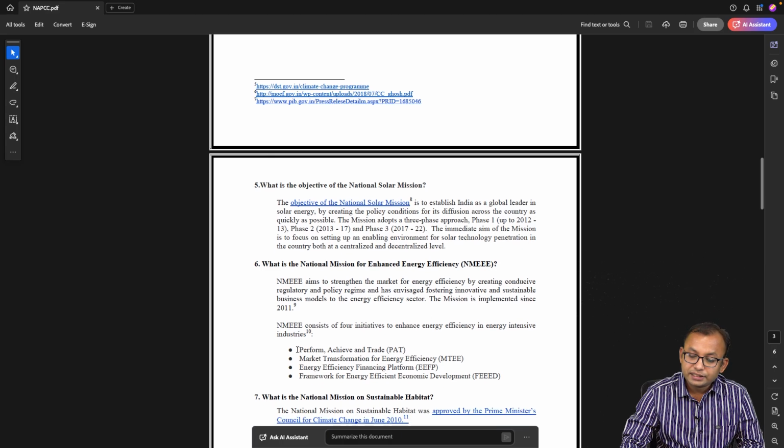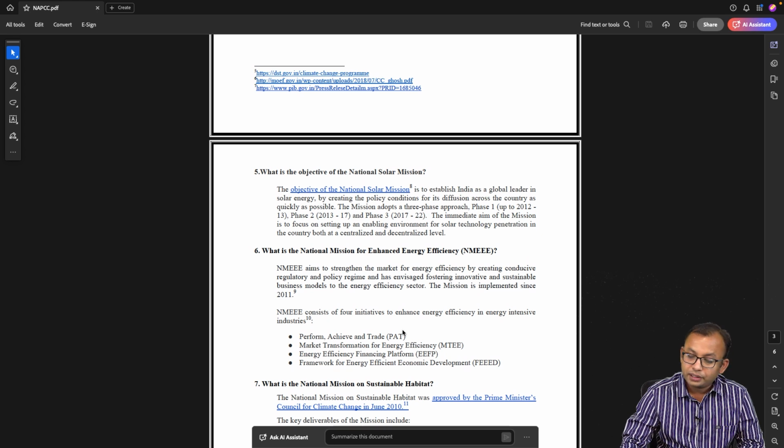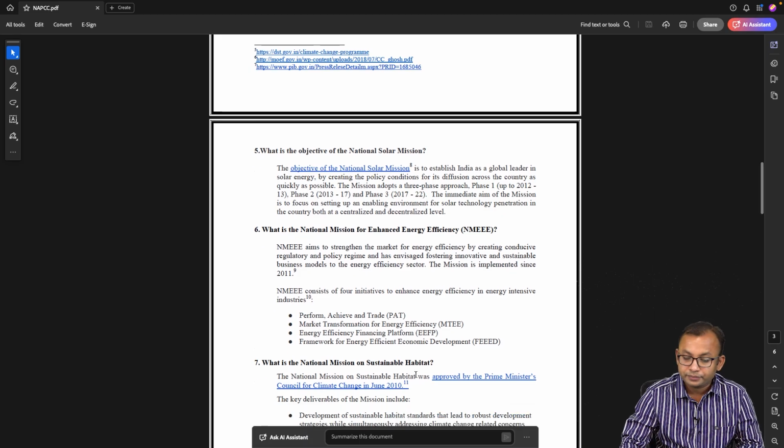It primarily consists of 4 initiatives: Perform, Achieve and Trade, then Market Transformation for Energy Efficiency, Financing Platforms, and Framework for Energy Efficient Economic Development.